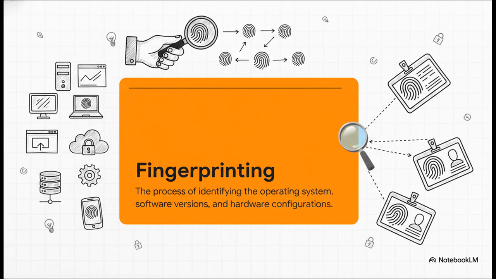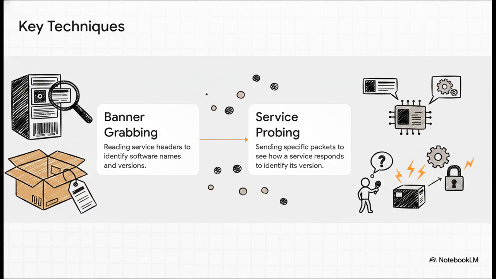Okay, so once that initial map is drawn, the detective moves on to something called fingerprinting. And no, it's not about dusting for prints. This is all about getting a positive ID on every piece of software and hardware out there, creating a really detailed list of our persons of interest. Now, how it gets this info is actually pretty cool. Banner grabbing is basically like reading the label on a piece of equipment to see the model number. And service probing is more like asking it a very specific question that only a certain version would know how to answer. Both of these techniques help our detective get a precise ID.